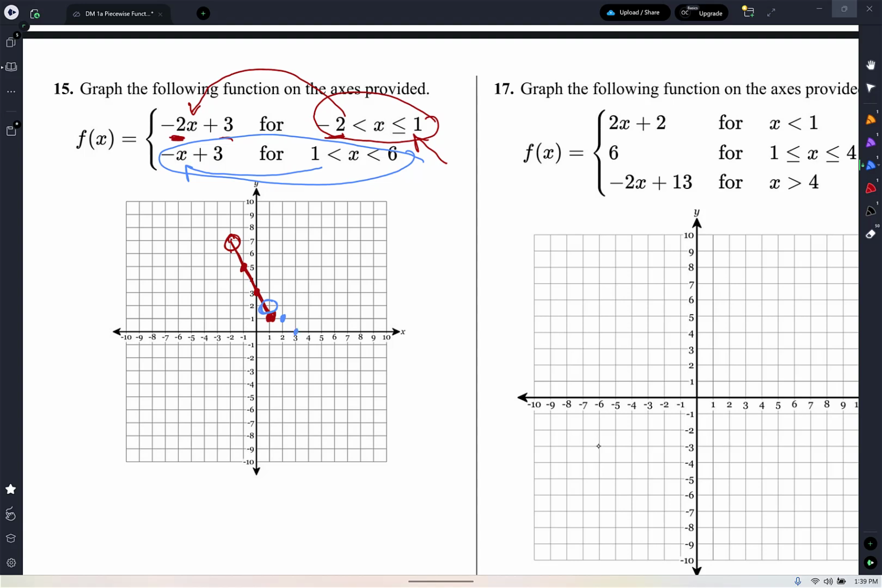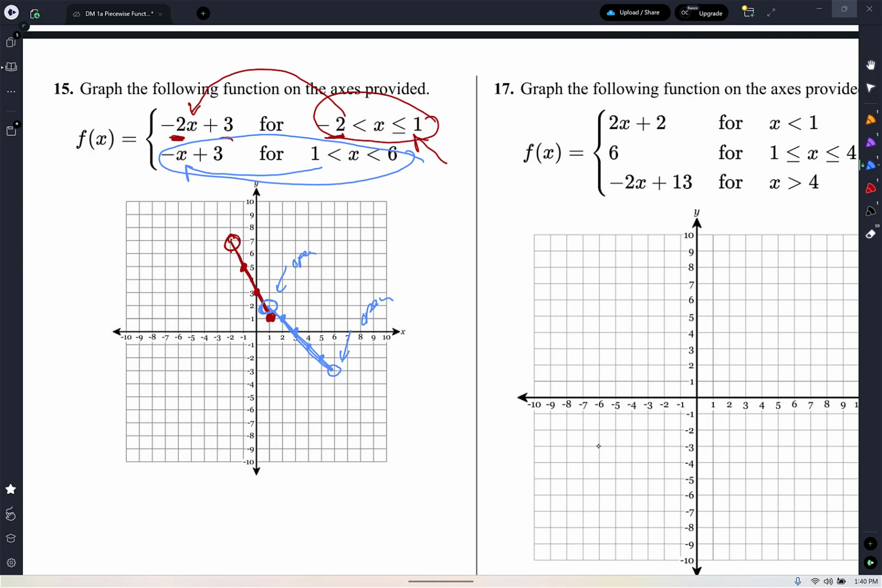Down 1, right 1. I have a point at 3, 0. Down 1, right 1. I got a point at 4, negative 1. Down 1, right 1. I got a point at 5, negative 2. Down 1, right 1. Be careful, at 6 it's not a solid. It is an open circle, 6, negative 3. Are we okay? All right. Connect them. And there it is. This one's open, this one's open.